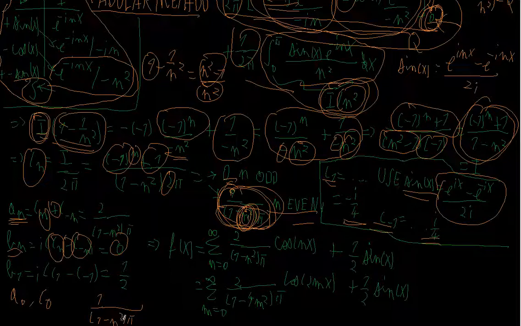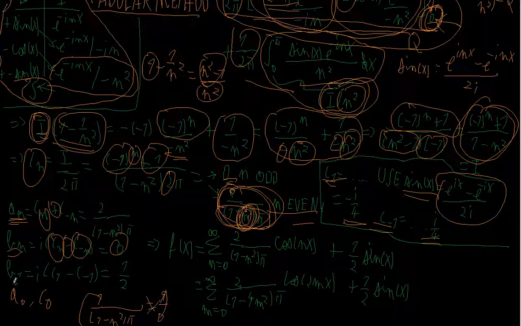If you plug in n is equal to 0, you get simply 1 over 1 times pi. So this is not something divided by 0. This is not something like 1 over 0 or whatever. So we don't need to do the case for c sub 0 or a sub 0, okay? But you need to do it for c sub 1 and c sub negative 1, okay?